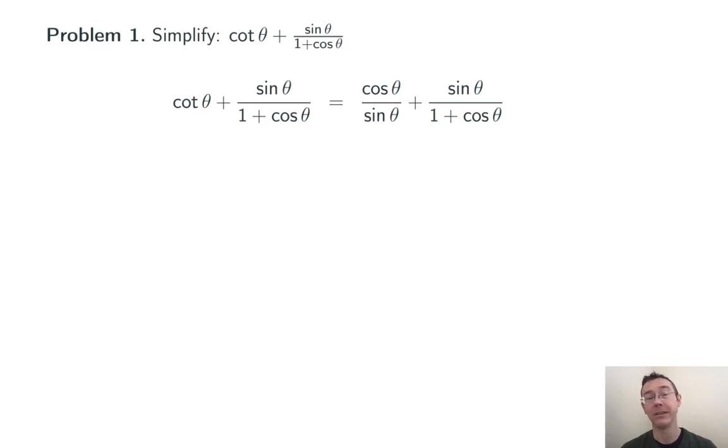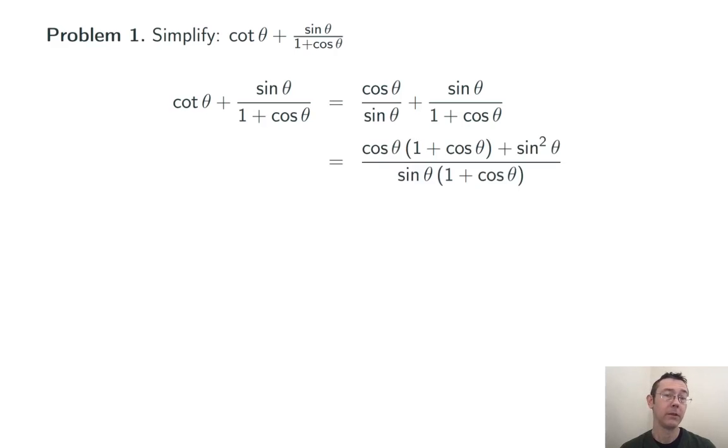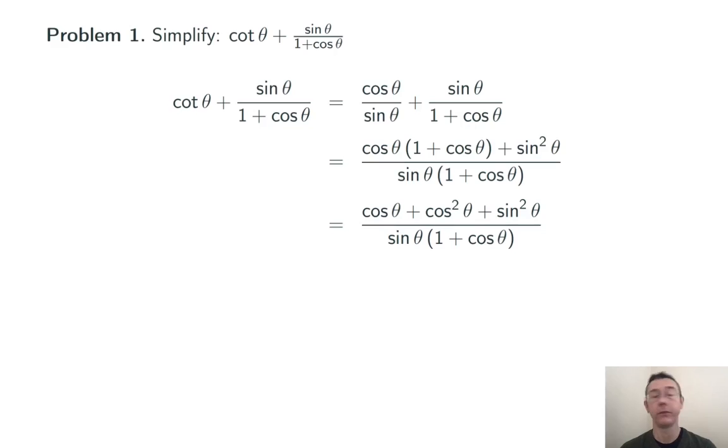We need to get a common denominator and hope things start to cancel. The common denominator is sine theta times 1 plus cosine theta. I cross multiply to get the new numerator. Now I'm going to FOIL through the cosine theta times 1 plus cosine theta and immediately see a Pythagorean identity. Cosine squared theta plus sine squared theta is equal to 1.